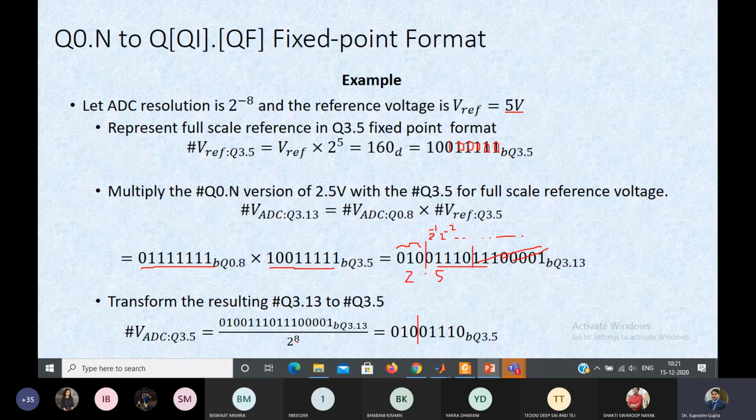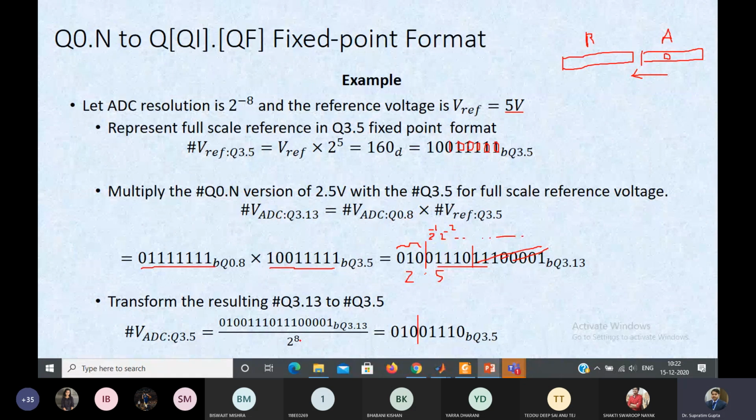We first multiply it by 2 to the power 8. Okay, that means we'll append some zeros here. So we had this output in 8-bit format, we will append the zeros here. Okay, so this will be in A, this will be in B. So that means we will be using left shift 8 times to multiply by 2 to the power 8, right? So once this is done, then what we need to do?